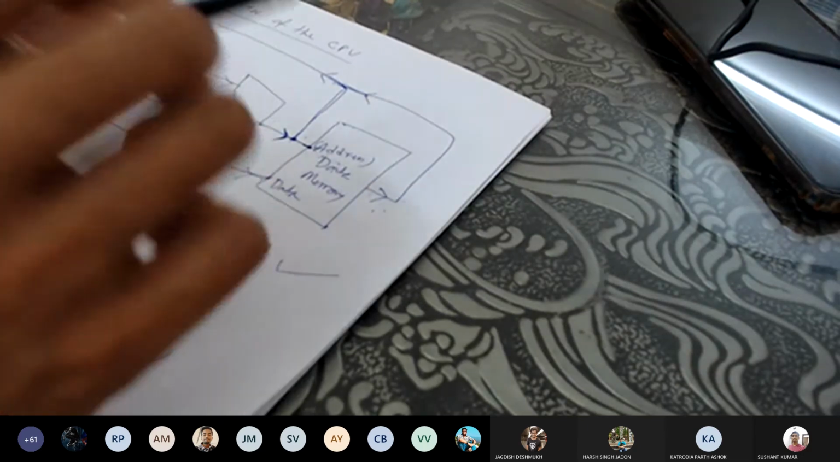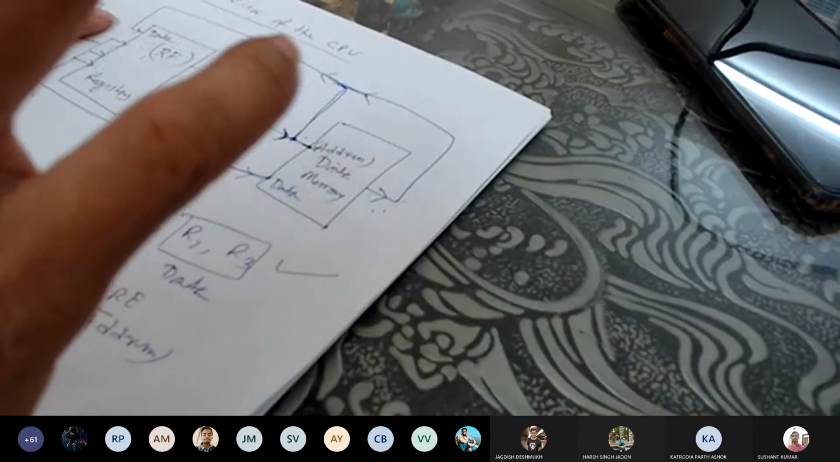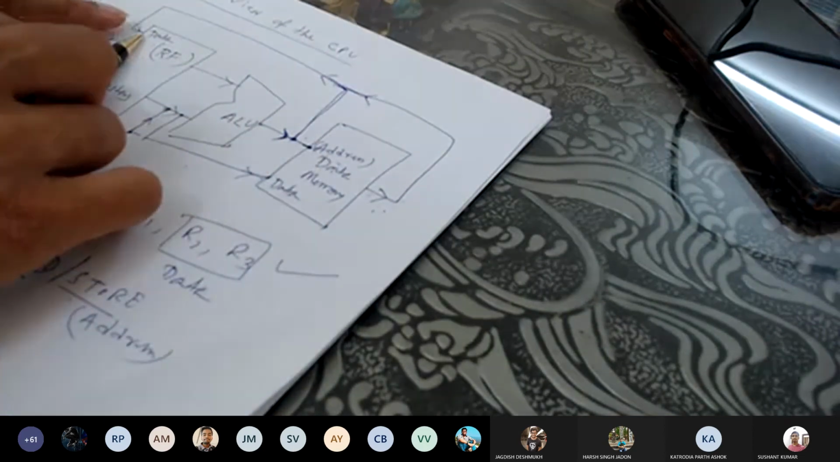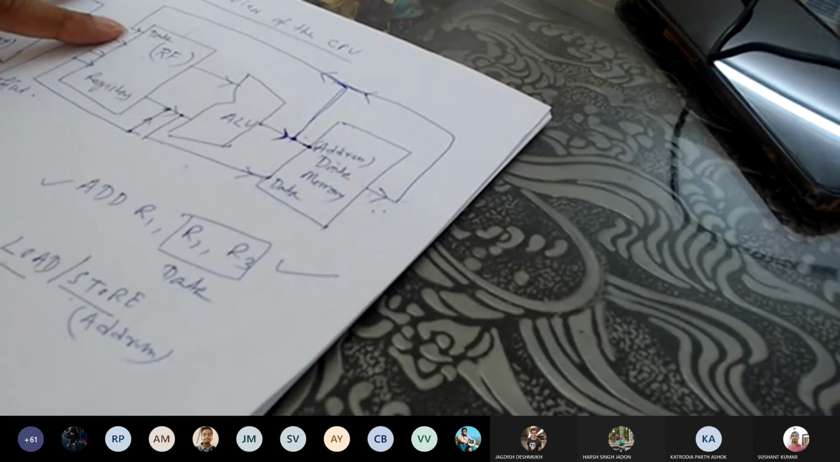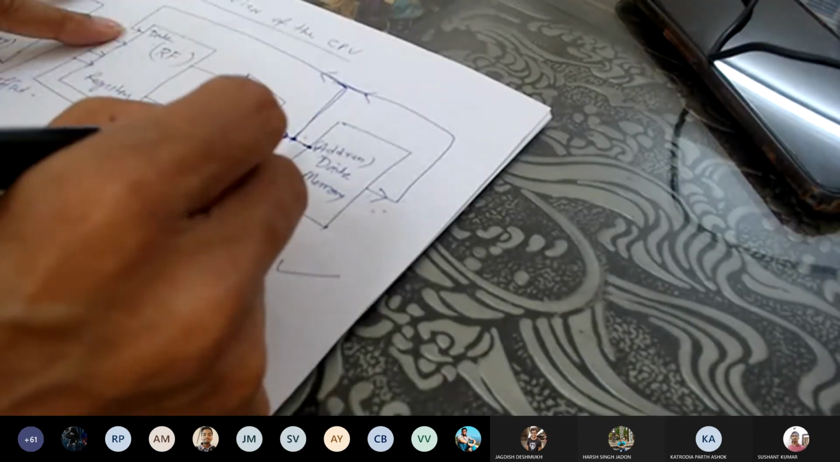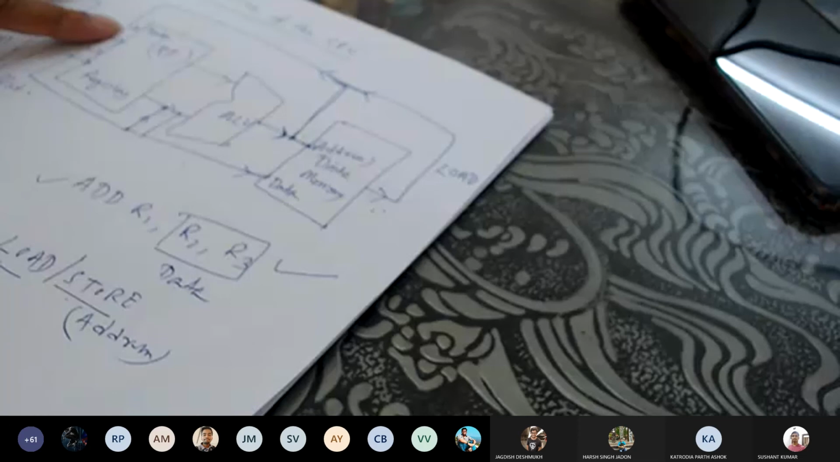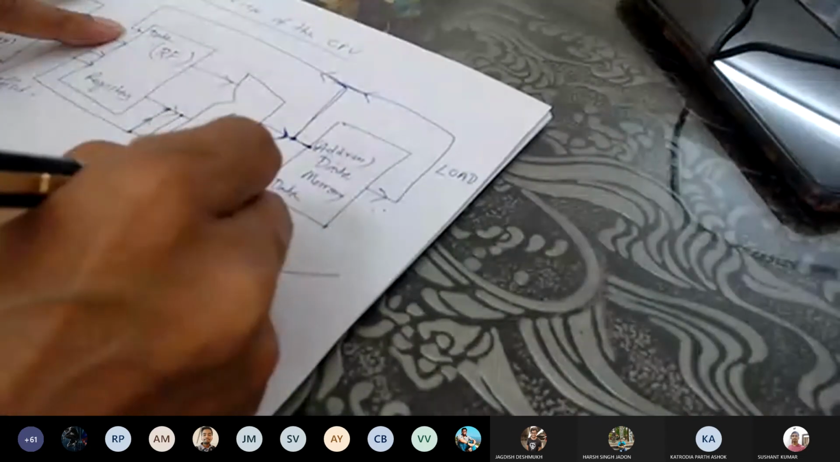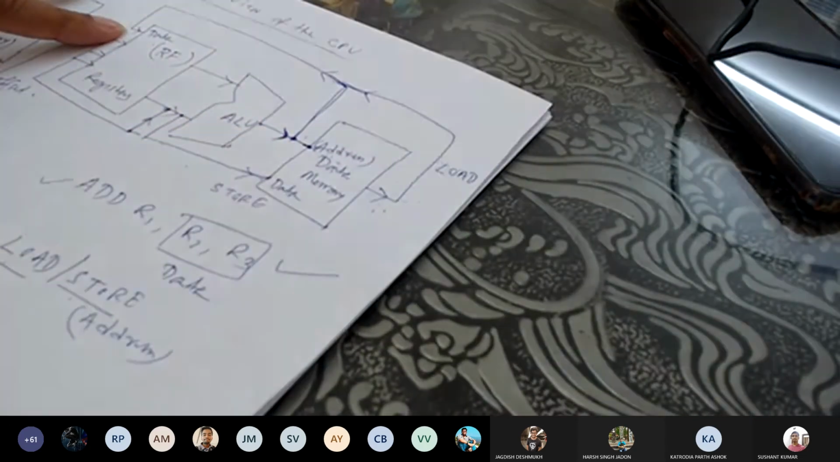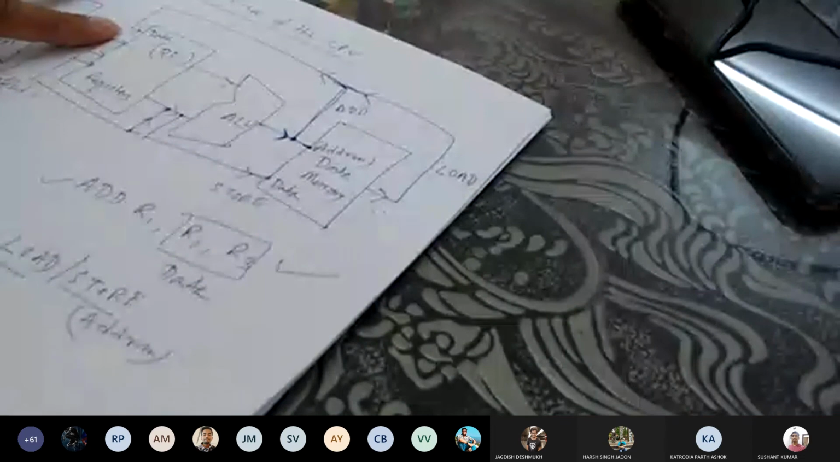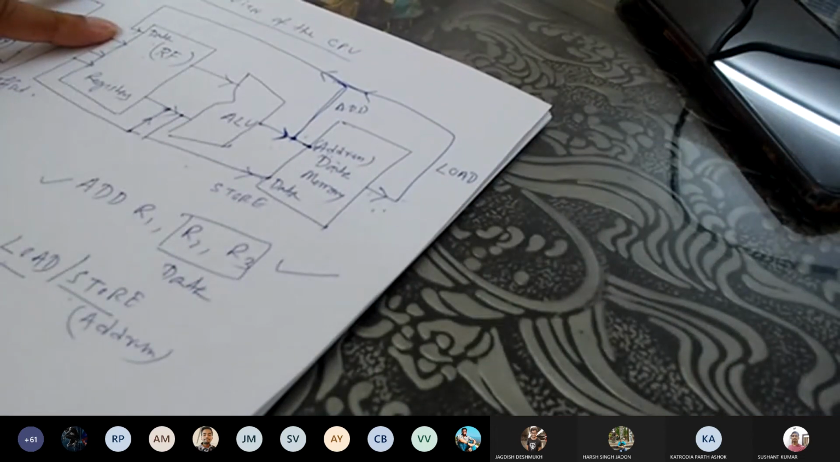After ALU, there are two ways. Either you write back the result directly into the register file, typical arithmetic operations, or you use the result as an address to do either load or store. This one is for load and this is for store. Okay, I got it, sir. And this is for add. Now hopefully things are clear. Yes, sir.